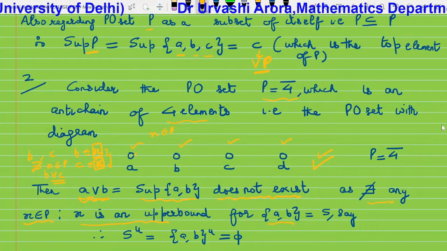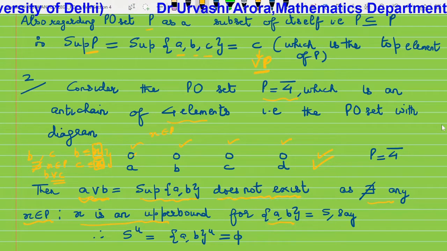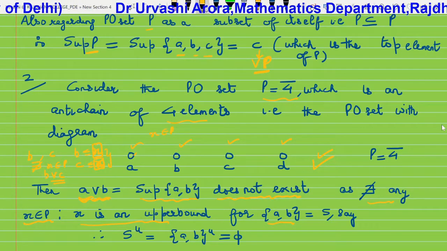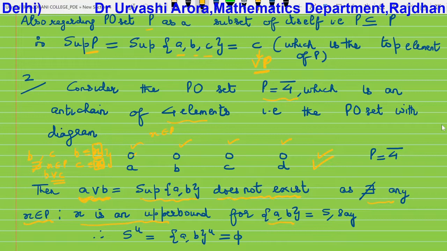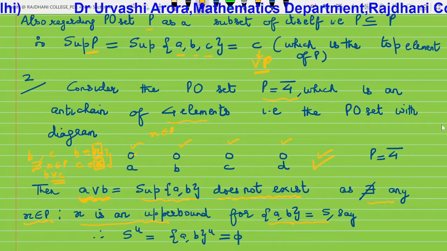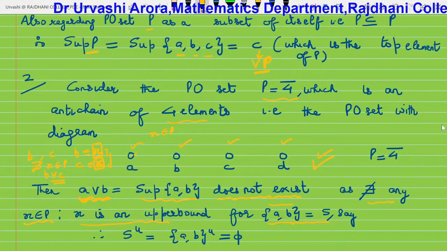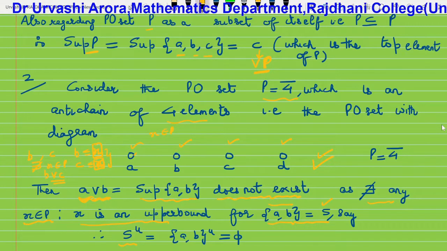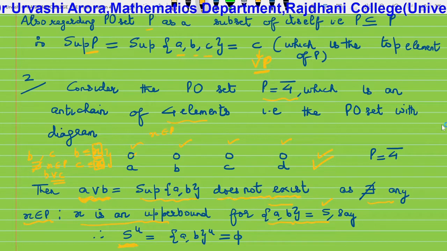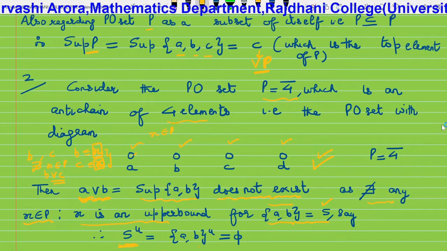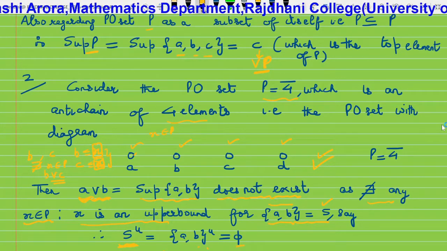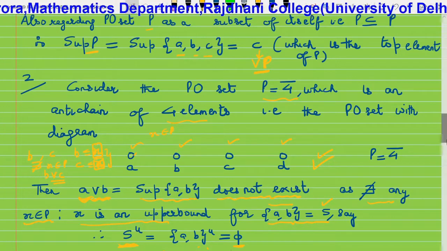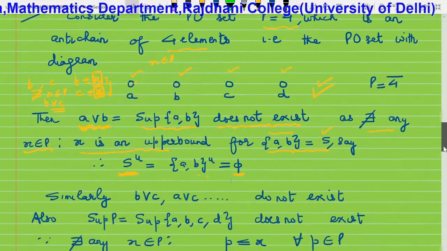So in fact, the fact that we have written that A join B doesn't exist simply means that A and B do not have an upper bound. If you regard S to be a set consisting of 2 elements A and B, then this set S doesn't have any upper bound, or SU, which is the set of all upper bounds of the set S, is phi.